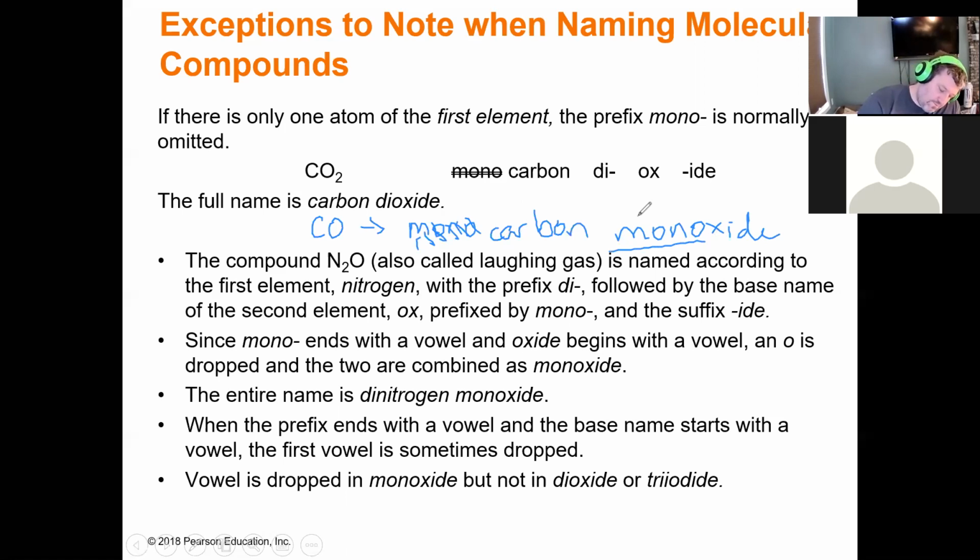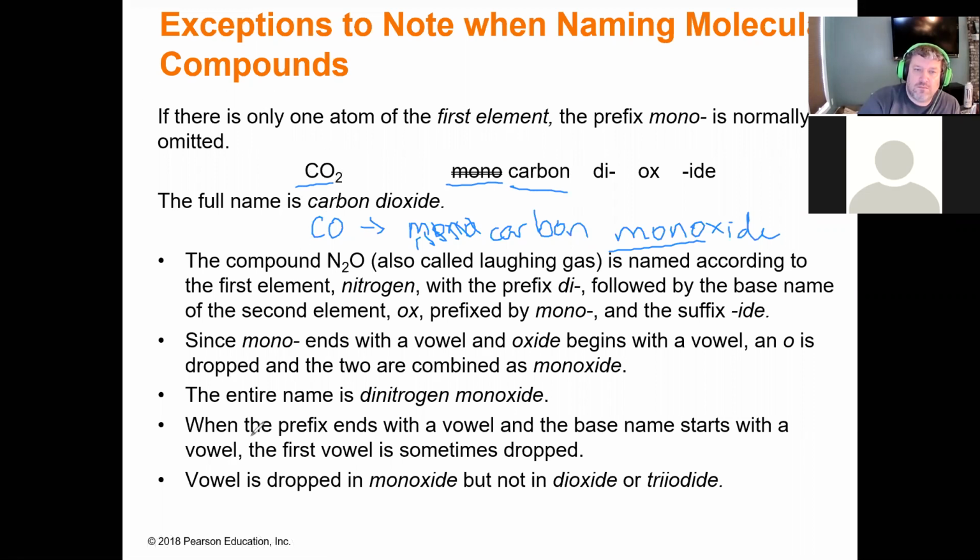We can't drop the mono on the second. And you cannot drop di, tri, tetra, any of those on the first. The only thing you ever drop is the mono if you have one on the first thing in your formula. That's the only time. Other than that, always include it.